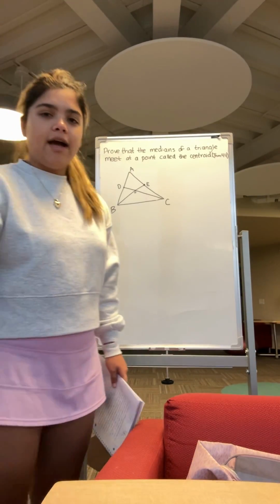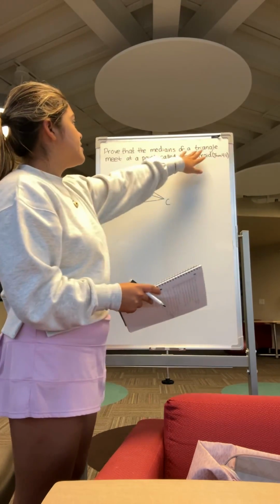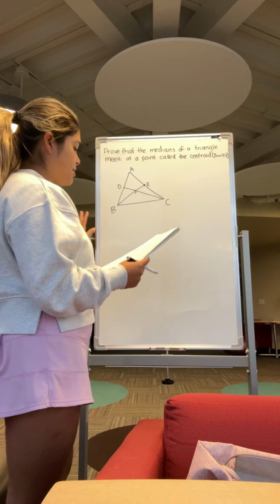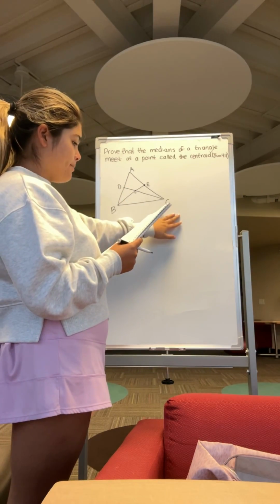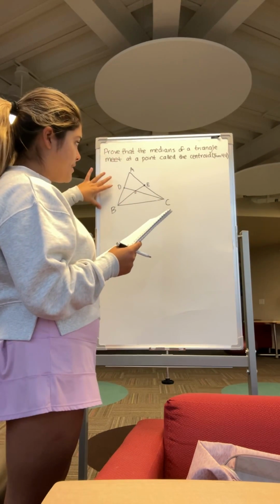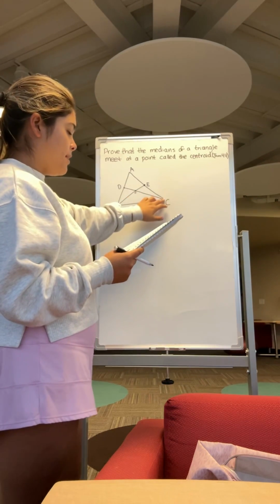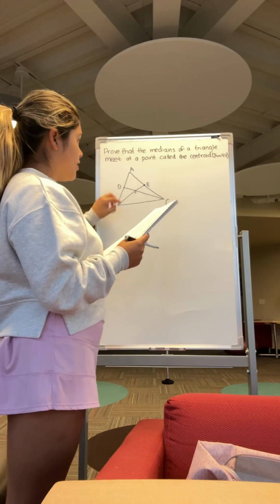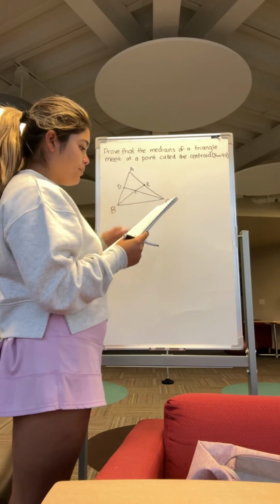Hi, I will be explaining Theorem 4.4, which says that the medians of a triangle meet at a point called the centroid. So first we assume that there's a triangle ABC. Then we say that the midpoint of AB is D, and the median is DC. Then we say that the midpoint of AC is E, and the median is BE.